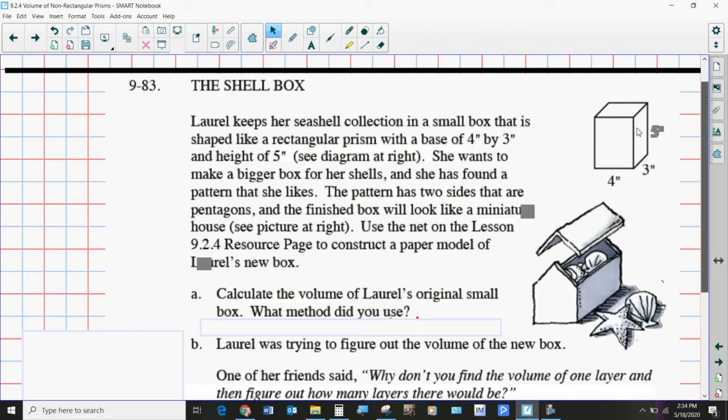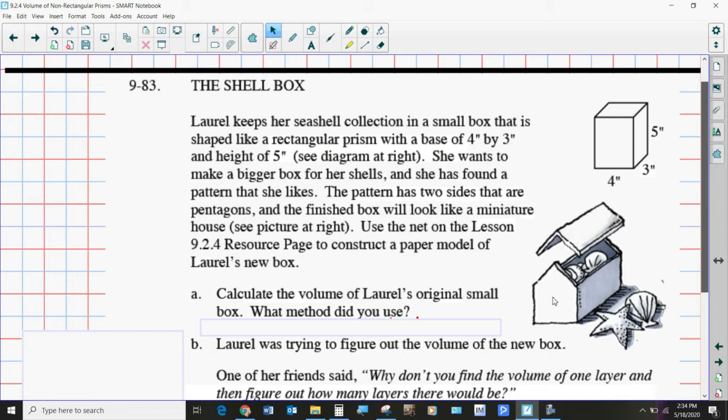Laurel keeps her seashell collection in a small box that's shaped like a rectangular prism. The dimensions are 4 by 3 by 5. She wants to make a bigger box for her shells, and she has found a pattern that she likes, and this is the pattern right here. The pattern has two sides that are pentagons. That would be the front and the back, and the finished box will look like a miniature house. So this would be considered a pentagonal prism, but you'd have to tip it up on end to see that the pentagon would be like the base.